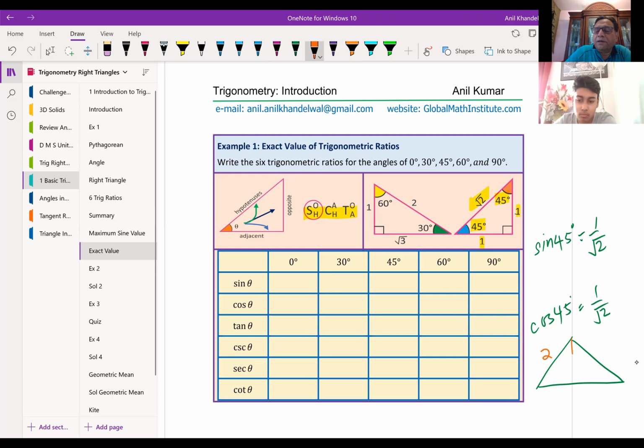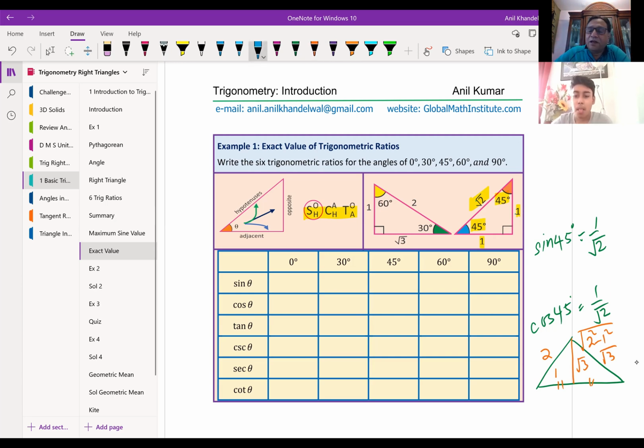If I drop a perpendicular, it is going to bisect the base. So this side will be 1. What will be the height? Square root of 2 squared minus 1 squared, correct? Which is 4 minus 1, which is square root of 3. So square root of 3 is going to be the height. You get the idea?